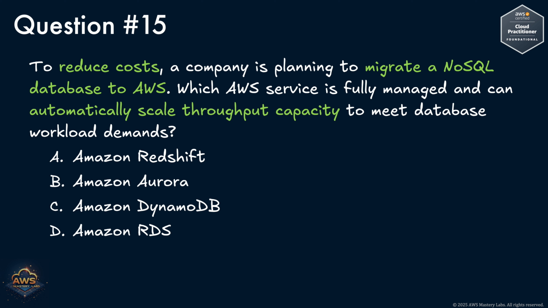In this scenario, the company is planning a cost-conscious migration of a NoSQL database to AWS. What they need is a fully managed database service, one that not only lifts the burden of operations but also automatically scales throughput capacity to match demand. The phrase reduce costs suggests they're looking for usage-based billing or dynamic resource allocation.